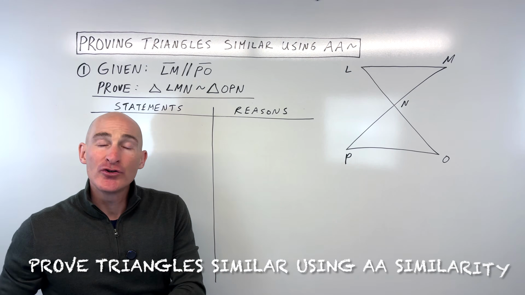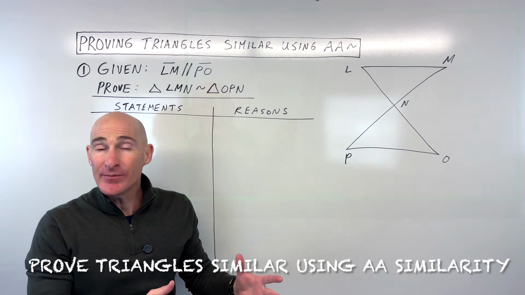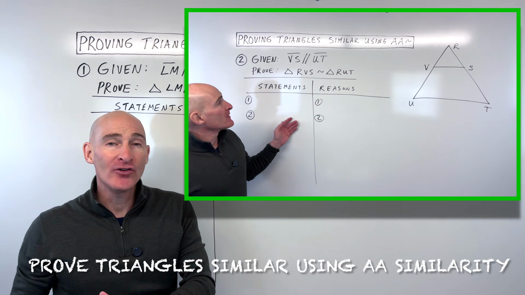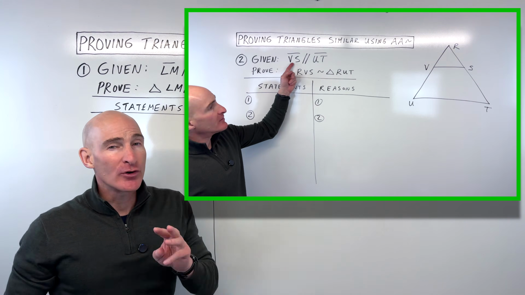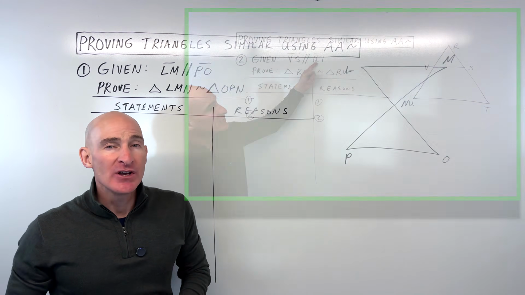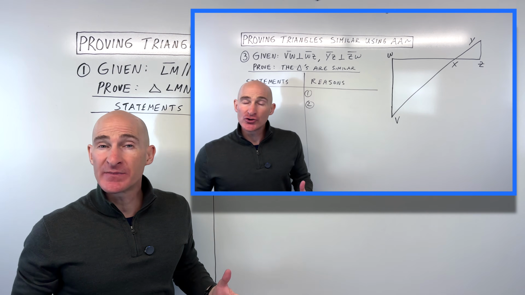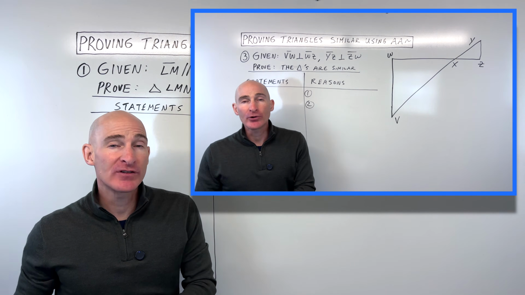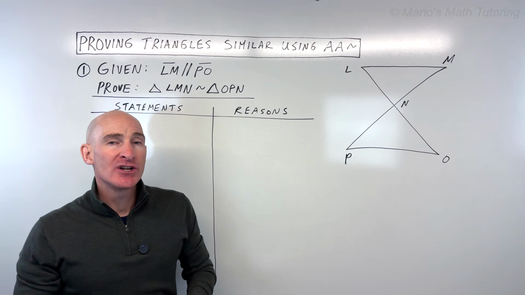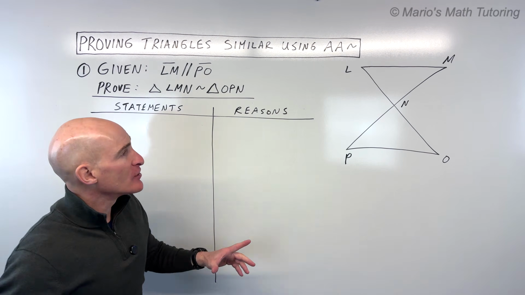In this video, you're going to learn how to prove triangles similar using the angle-angle similarity theorem. And we're going to go through three proofs together. So I'm going to give you some tips and some tricks and some techniques. Each of these proofs is slightly different than the previous one, so check out all three. Let's dive into the first example.